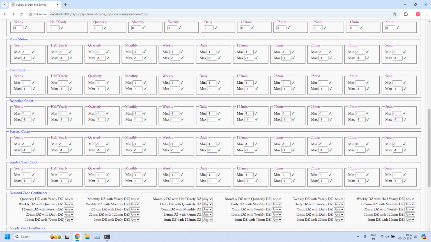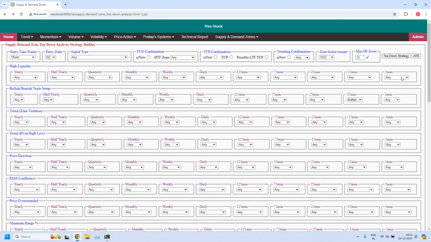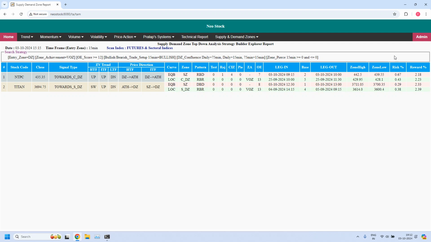Already the 15 minutes demand zone with 75 minutes demand zone filter is enabled. Next, I am enabling 15 minutes demand zone with daily demand zone confluence, and also 75 minutes demand zone with daily demand zone confluence. With all the 3 filters, we got 2 stocks.